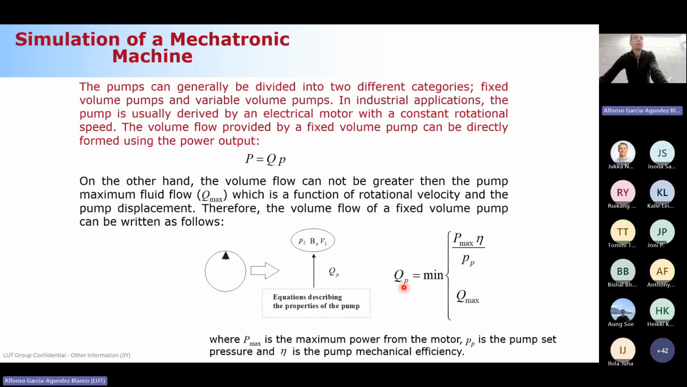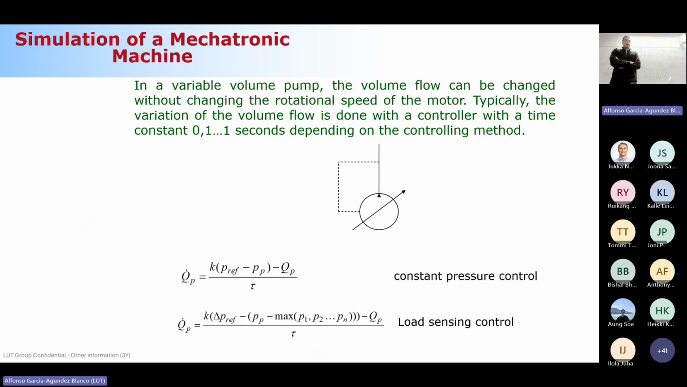Basically, the meaning is that the volumetric flow rate coming from the pump is the minimum between the maximum volumetric flow rate that the pump can address, or, if this one is more limiting, the maximum power that the motor can provide. So you can have either a constraint from the volumetric flow rate of the pump or a constraint from the motor. Is that equation understood? Yes? Perfect. So QP will be the minimum between these two. Perfect. These were the fixed volume pumps.